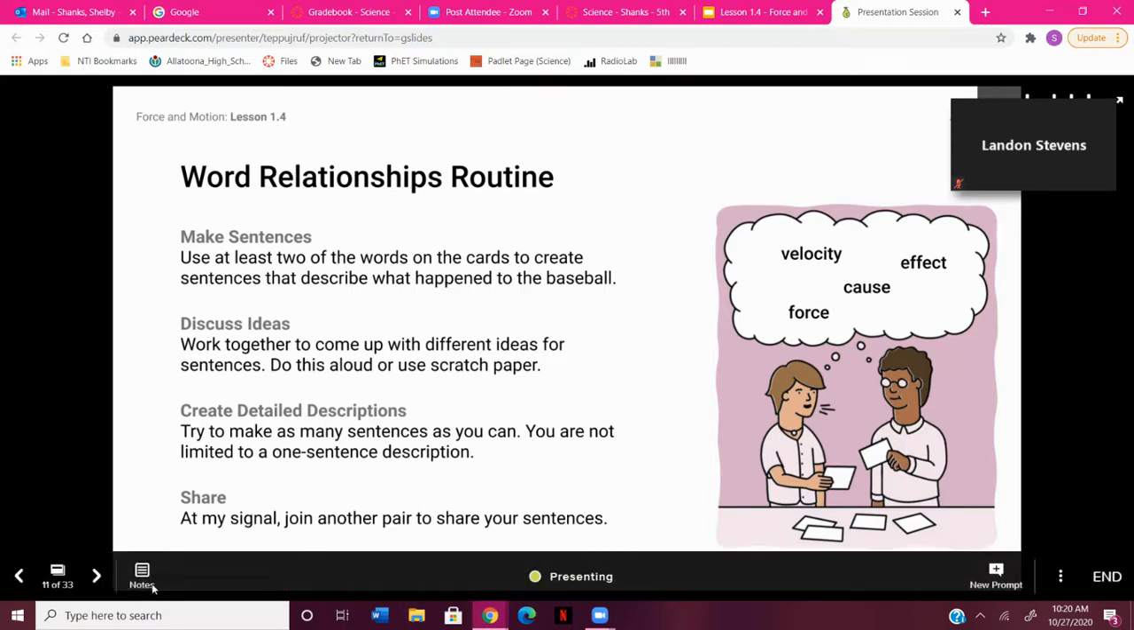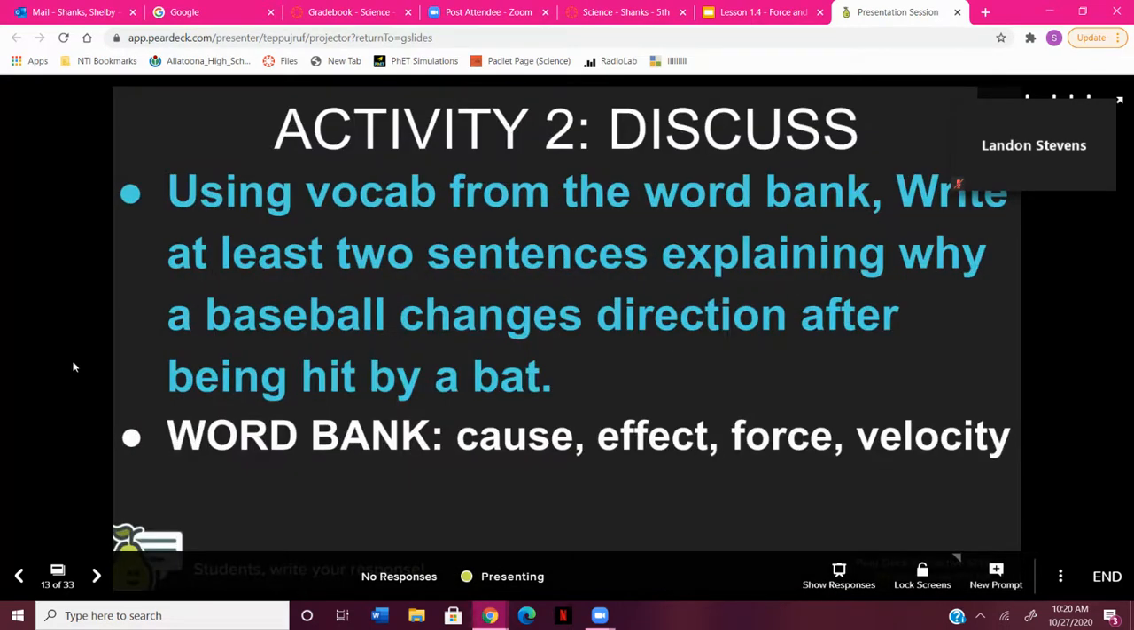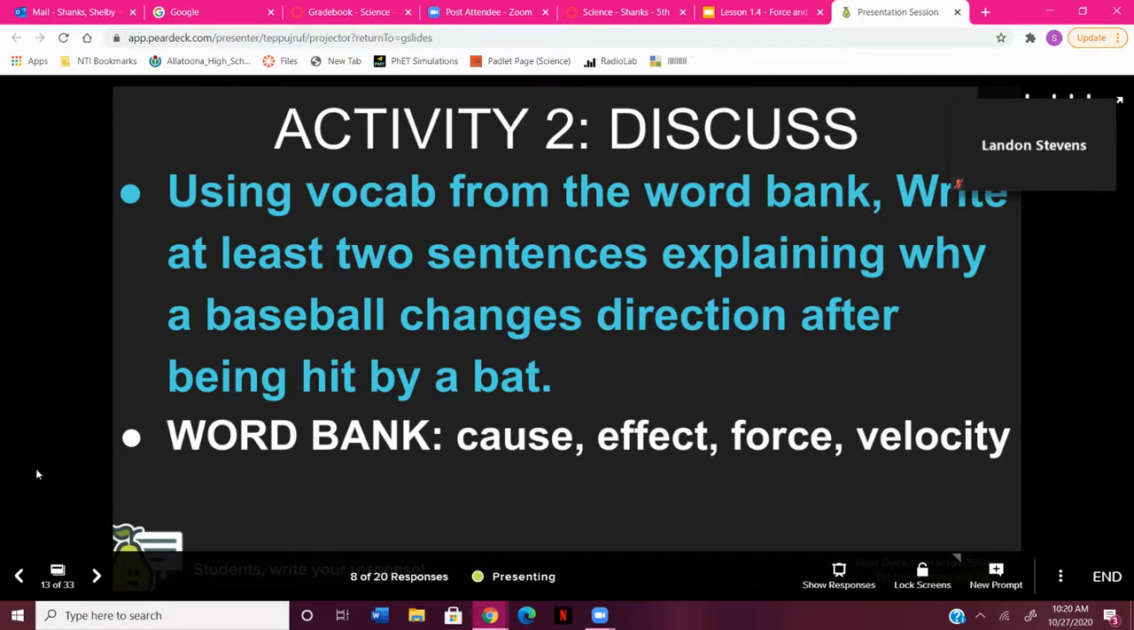All right, so you are going to make at least 2 sentences using at least 2 of the vocab words in those sentences. Using vocab from the word bank, write at least 2 sentences explaining why a baseball changes direction after being hit by a bat. And so you've got your word bank right here: cause, effect, force, and velocity. All right, so go ahead and start responding to that in the Pear Deck.